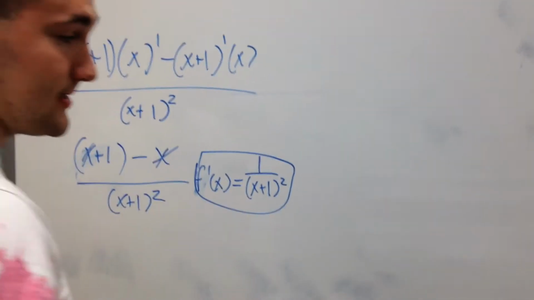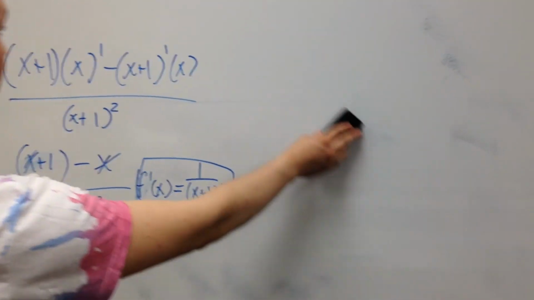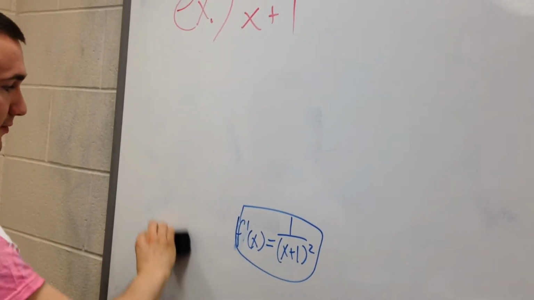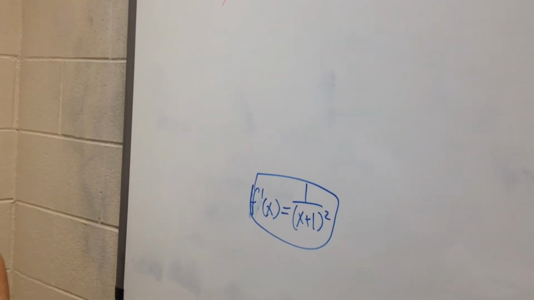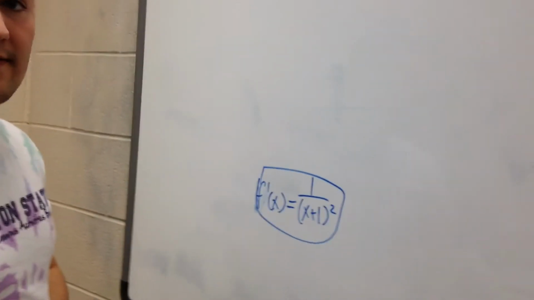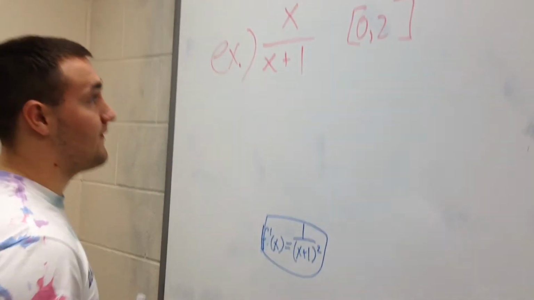To save space, because I know this is pretty big, I'm going to go ahead and erase my steps. So you may want to stop and pause to get the information on how I got that. Okay, so now we have our first derivative. Now we're going to use the mean value theorem to find our approximation.